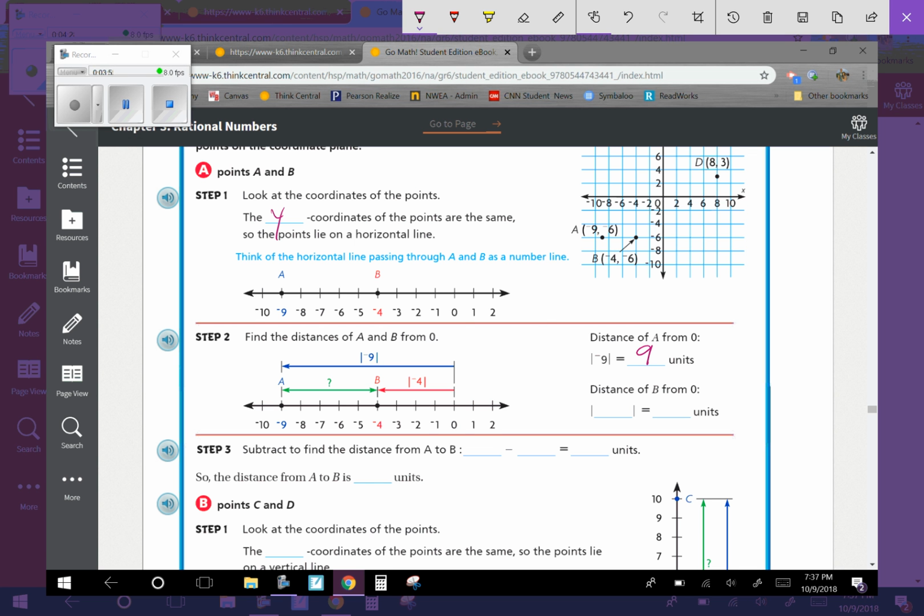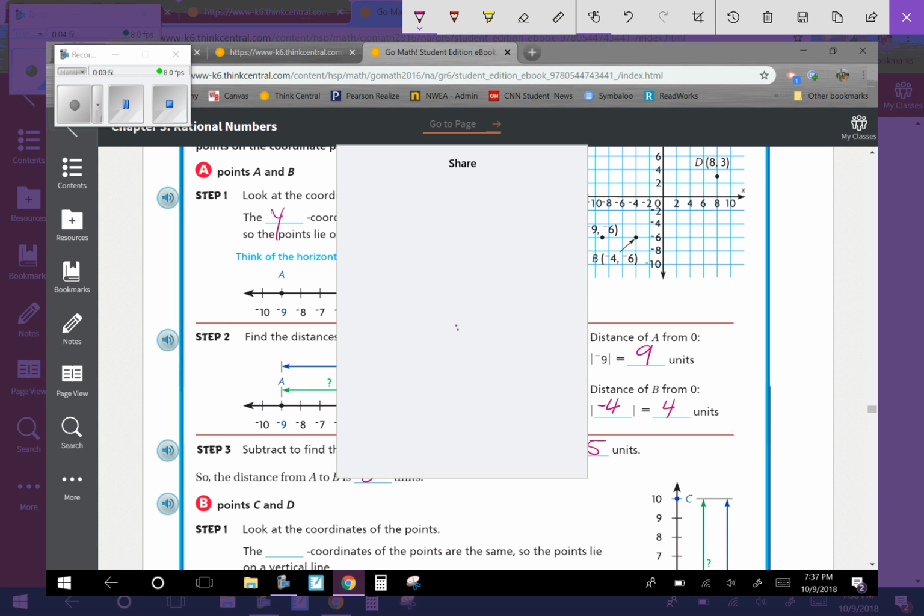And then we're going to find the distance of B from 0, and B is -4. So we're going to find the absolute value of -4, which is 4. And step 3 is to subtract to find the distance from A to B. So we're going to take 9 minus 4, which is 5. So the distance from A to B is 5 units.